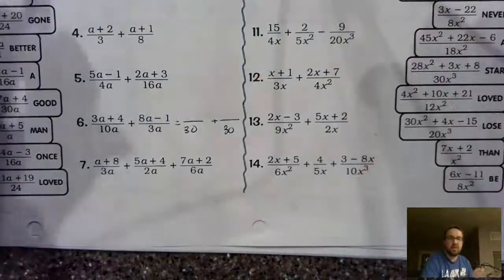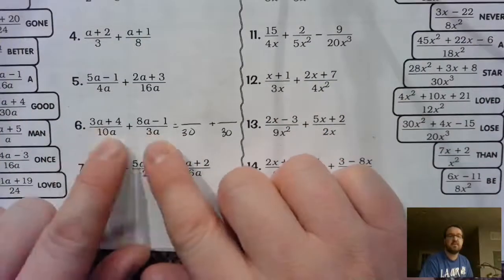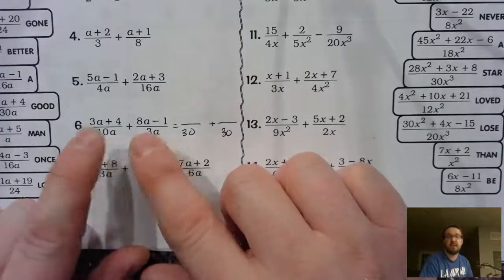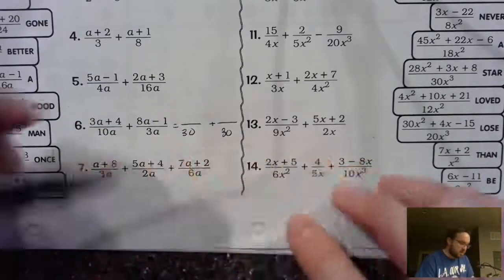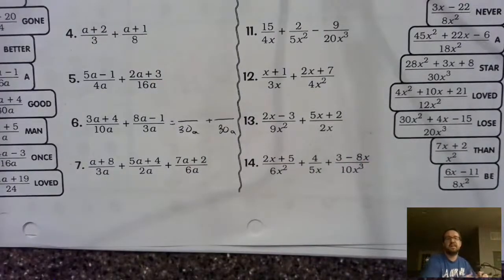Now, how do we get there? We'll get to that in just a second, but we want to make sure that we include this A, right? They both need to have at least one A, and that's what they do have, right? So the common denominator is 30A.